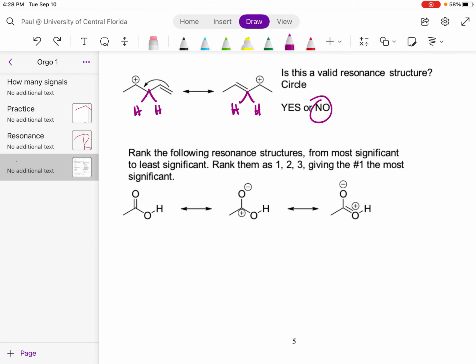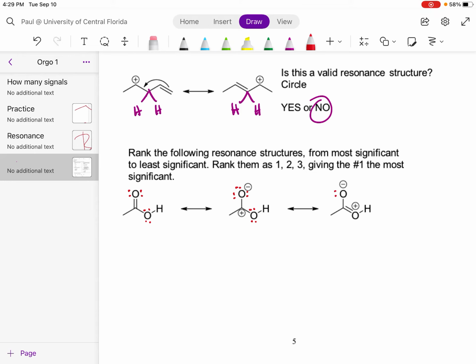Okay, rate the following resonance structures from most significant to least. So what's the first rule about resonance structures? Do the atoms have an octet? That oxygen has an octet, so does that one. This one has 3 lone pairs, that has an octet, that has an octet, but this carbocation right there does not. It only has 6 electrons around it.